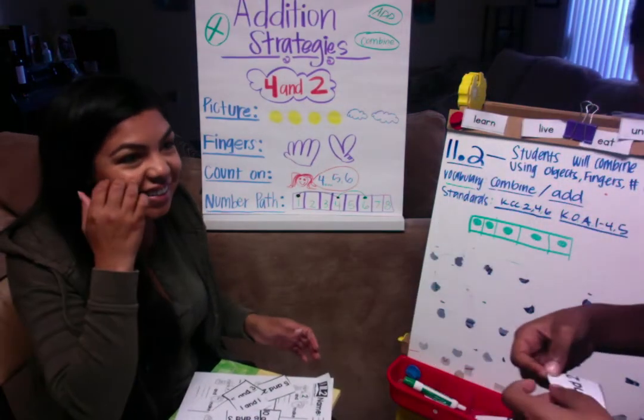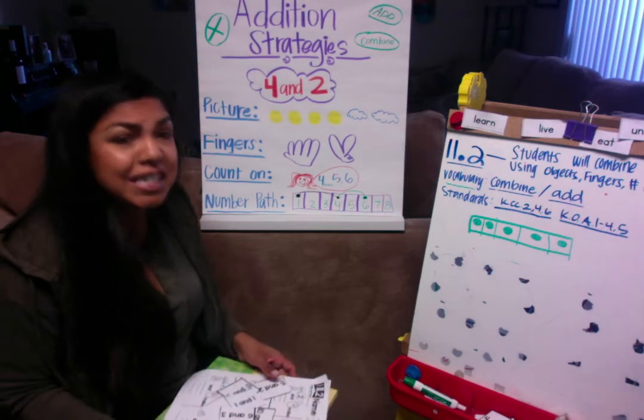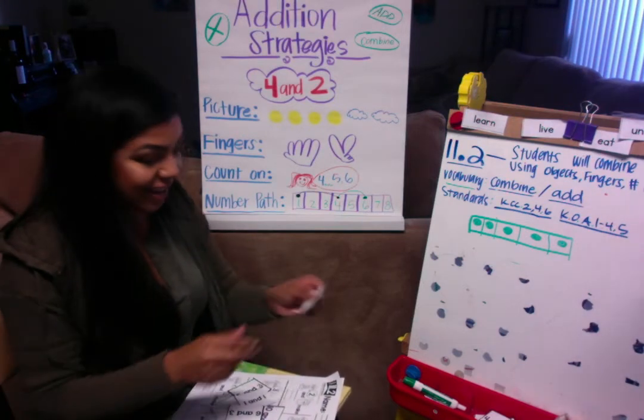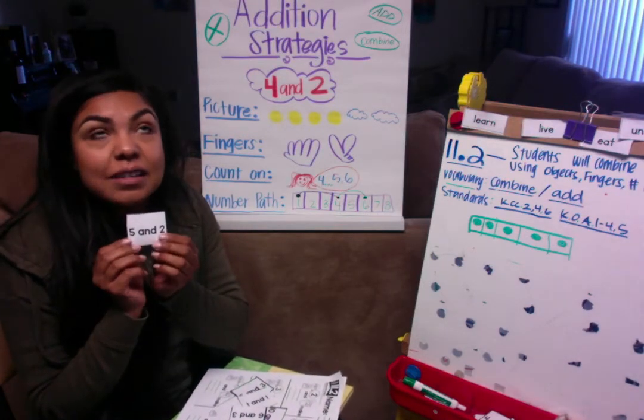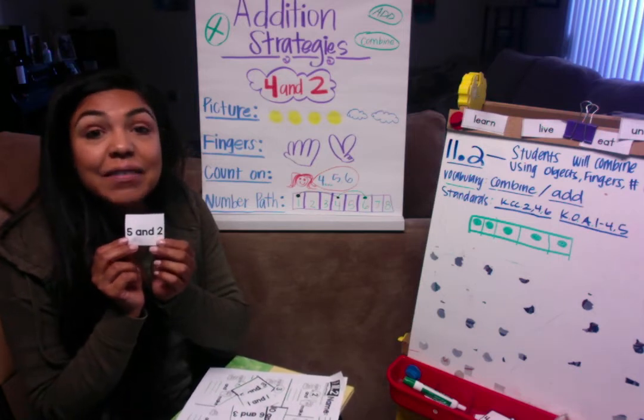4 and 2. 6. Good. Oh my gosh, it's a tie. All right, Miss D picked 5 and 2. So 5, 6, 7. 7.